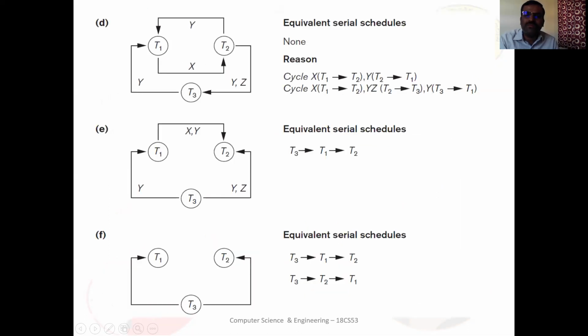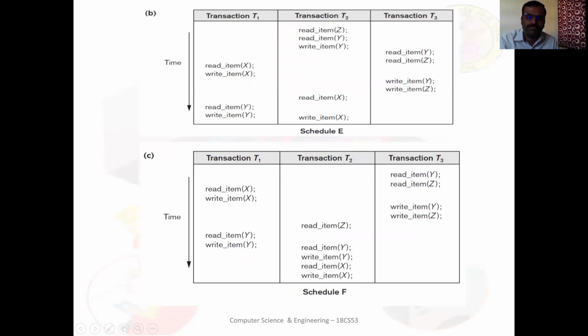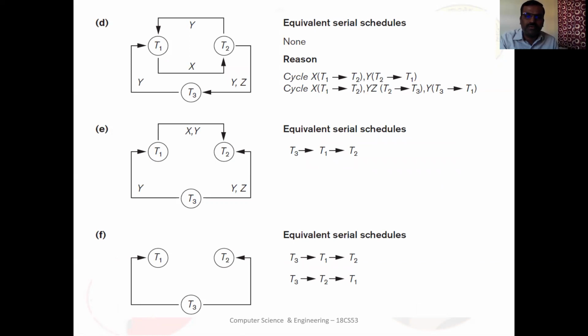Here T3, T1, T2. There are no cycles in schedule F. So it's an equivalent serial schedule. No cycles means it's serializable. Okay. The figure F shows an equivalent serial schedule.